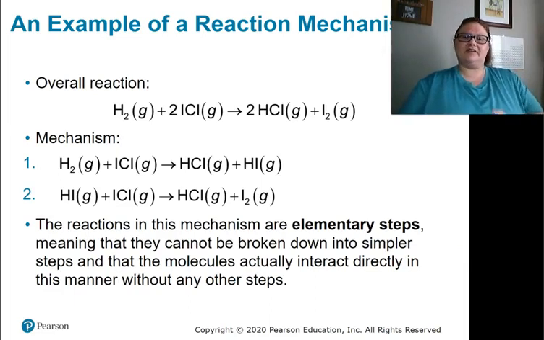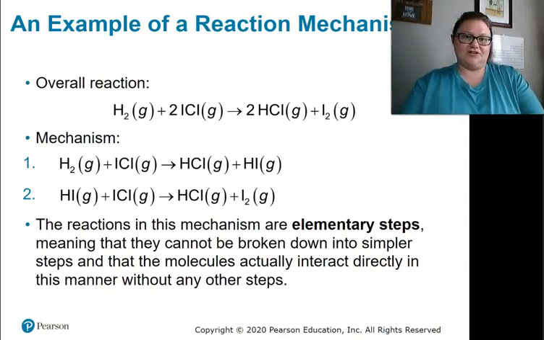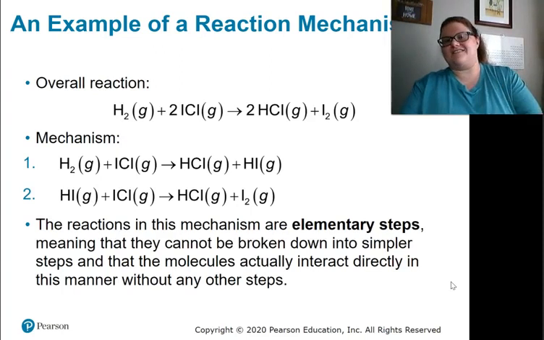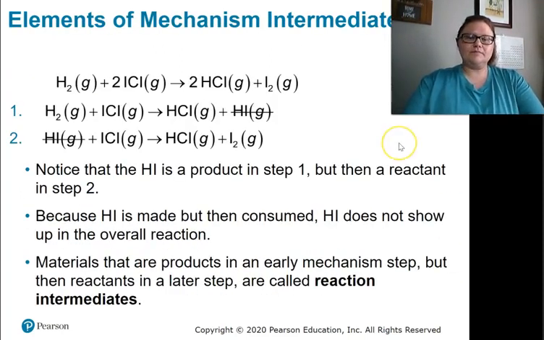So here's an example. We're given an overall reaction, you can see it there, and then we're told there are 2 steps to this reaction, and that's called our mechanism. And so the reactions in this mechanism are called elementary steps, so you'll see that term. And that means that you can't break them down any simpler. These are the way the molecules interact directly to form that overall reaction you see up at the top. Okay, these are the little steps, the little intermediate steps that get us there. Okay, now we're going to compare products to reactants here. Look at step 1. I have HI as a product. Okay, that's step 1.